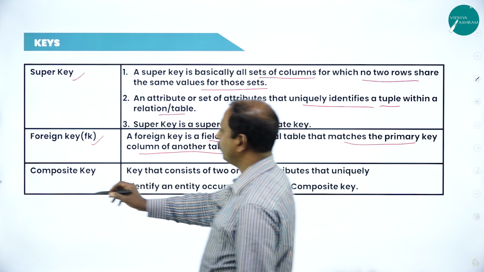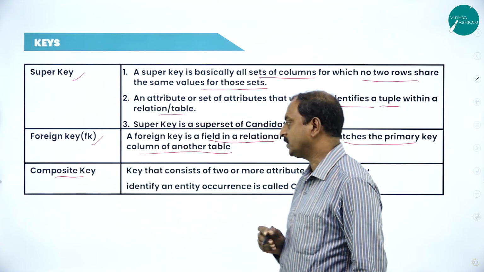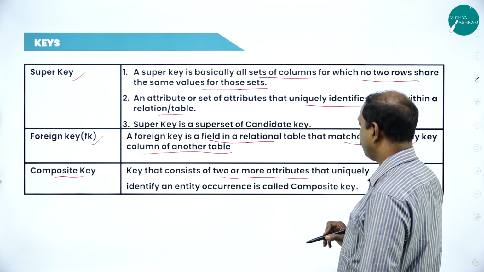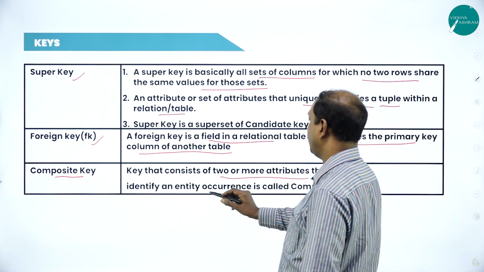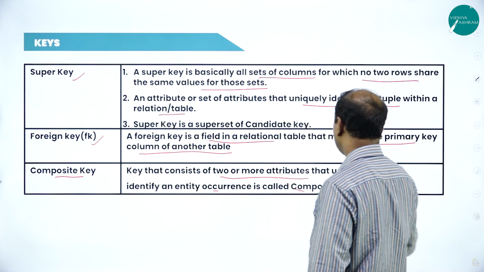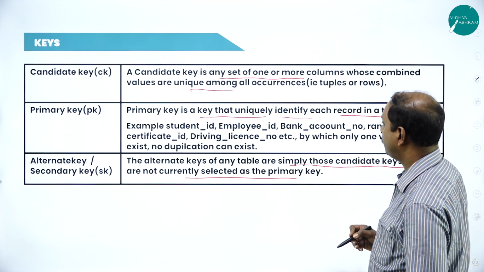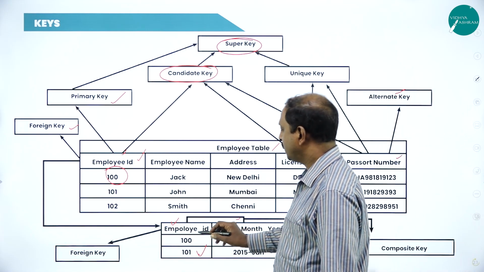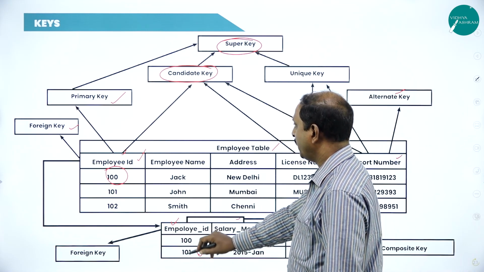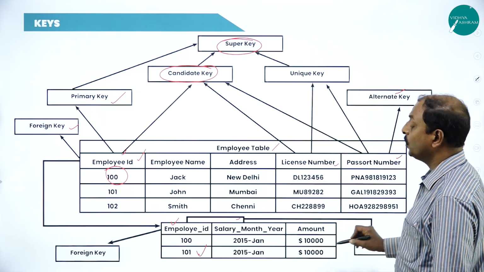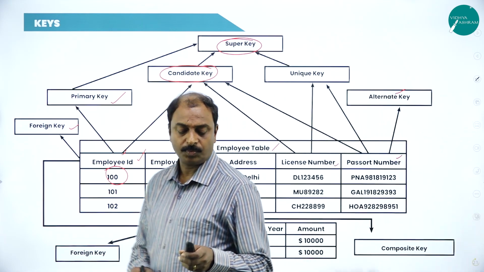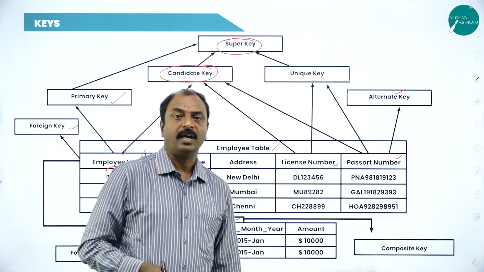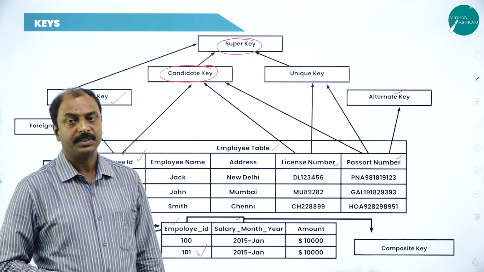Next one is composite key. What is composite key? A key that consists of two or more attributes that uniquely identify an entity occurrence in a table. So here in the example, this is a composite key. In a table, all the employee ID records are identified uniquely. It is called a composite key. So these are all the different types of keys available in a database.